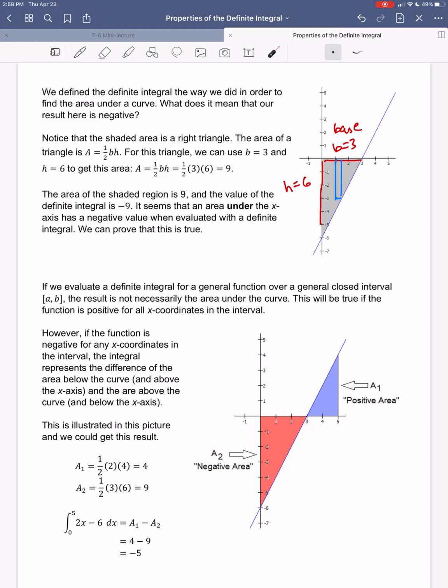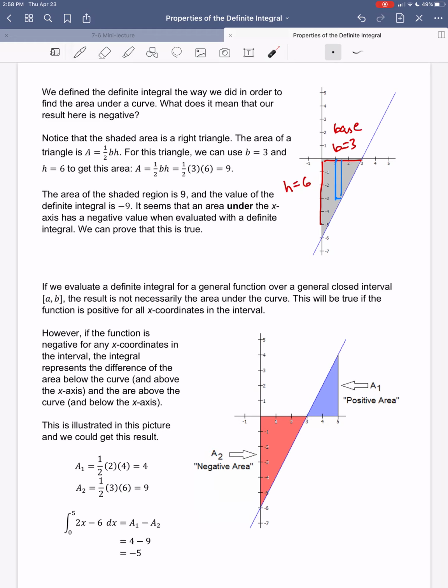So if the function is negative for any x coordinates, the integral actually represents the difference of the area below the curve but above the x-axis and the area above the curve but below the x-axis. I know that sounds a little confusing. This picture really shows what would be happening here.